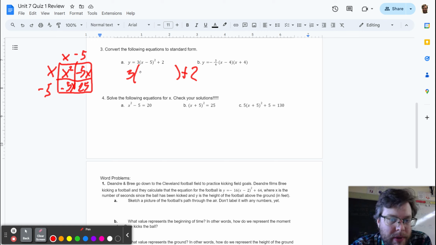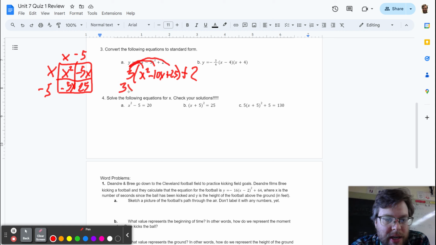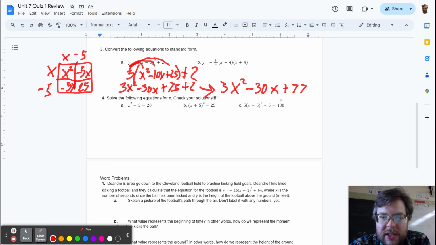What goes inside the parentheses is x squared minus 10x plus 25, because negative 10 is negative 5 plus negative 5, and 25 is negative 5 times negative 5. To then convert to standard form, I multiply the 3 inside the parentheses, and I don't lose track of my 2 at the end. So I can combine my like terms to get my final answer in standard form, 3x squared minus 30x plus 77.